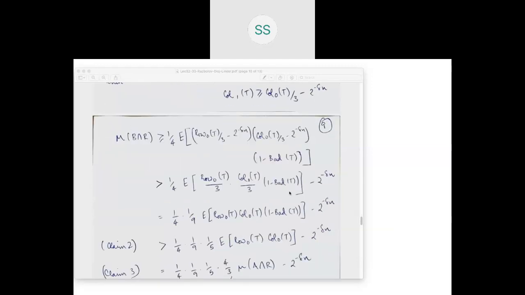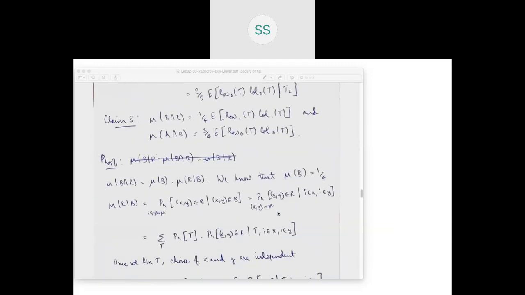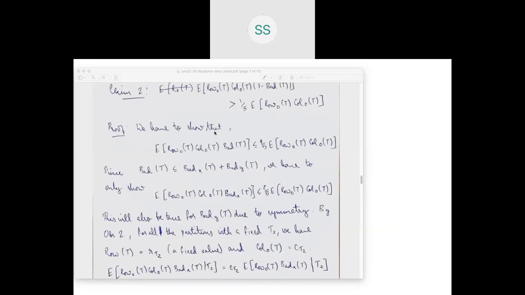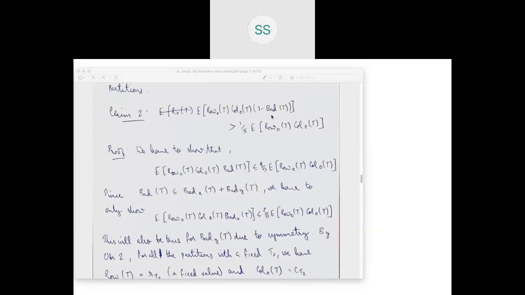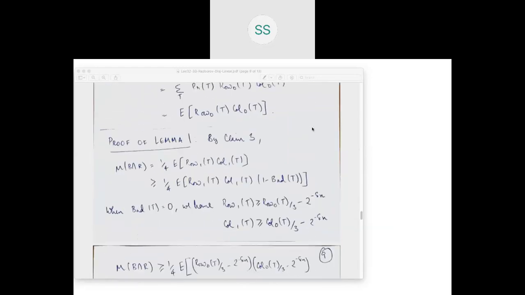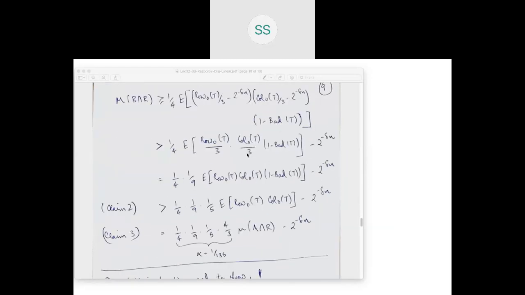And now that I have this, I can take the 1 by 9 constant term outside here. Now we have the expectation of row 0 t, column 0 t, 1 minus bad t. And by claim 2, the expectation of row 0 t, column 0 t, 1 minus bad t is at least 1/5 of the expectation of row 0 t, column 0 t. So by claim 2, we have this to be at least 1/5 times this. So I write that.